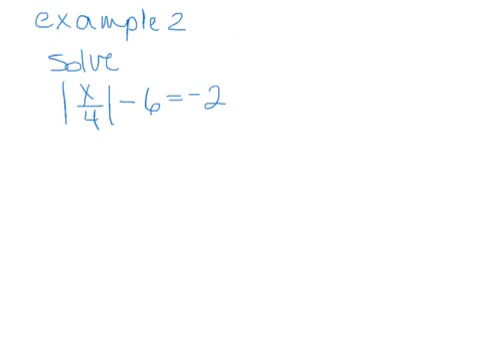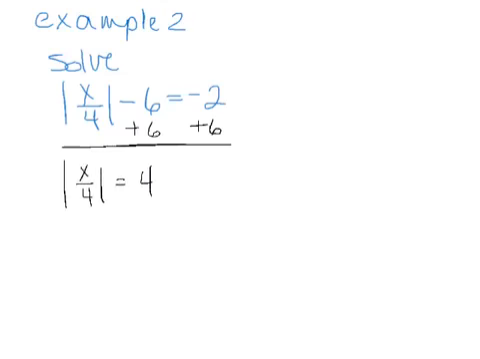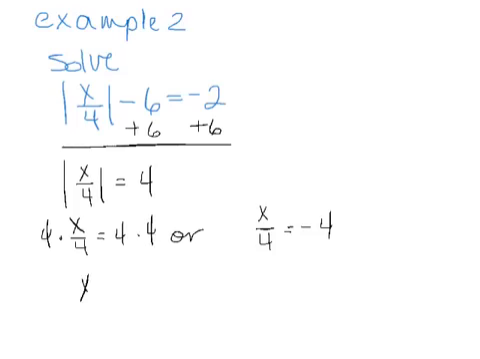Next, solve. Okay, let's get our absolute value by itself first before we set up our disjunction. +6 plus 6. Absolute value x over 4 equals 4. Now we can set up our disjunction. x over 4 equals 4, or x over 4 equals -4. Solve for x. Times 4 times 4, x equals 16. Times 4 times 4, x equals -16.